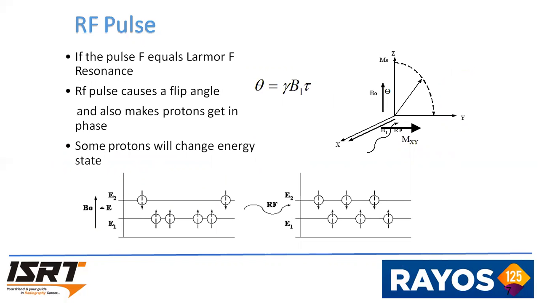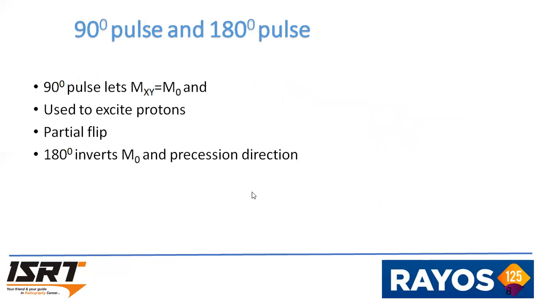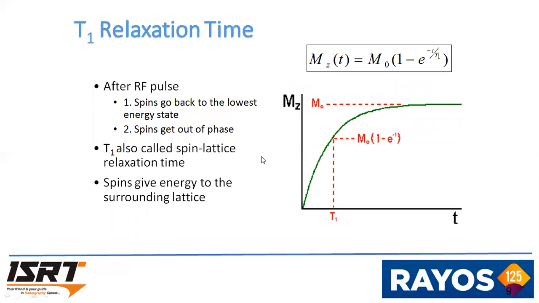Radio frequency pulse causes the flip angle and also makes the protons get in phase. Some of the protons will change energy state also. Here is the simplified model of the RF pulse. Both 90-degree and 180-degree pulses are used to excite protons and partial flip. The 180-degree pulse inverts magnetization and the precessional direction.